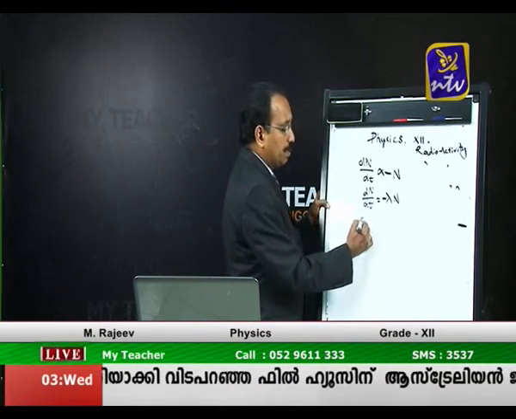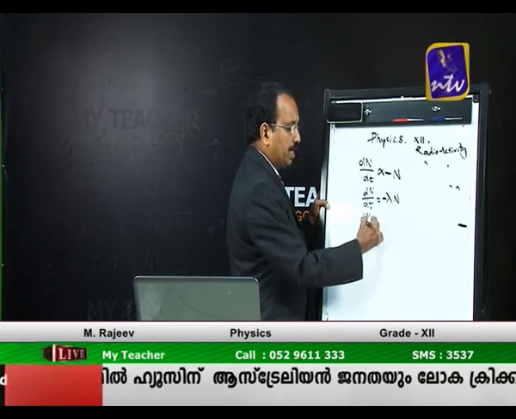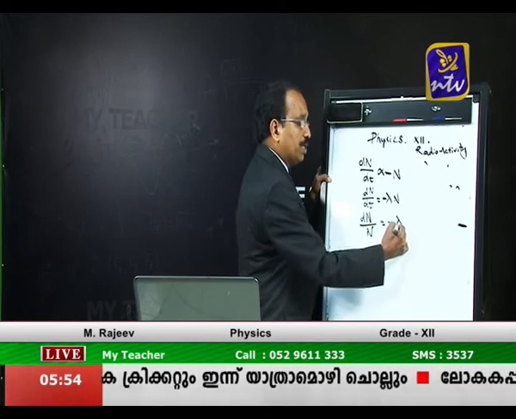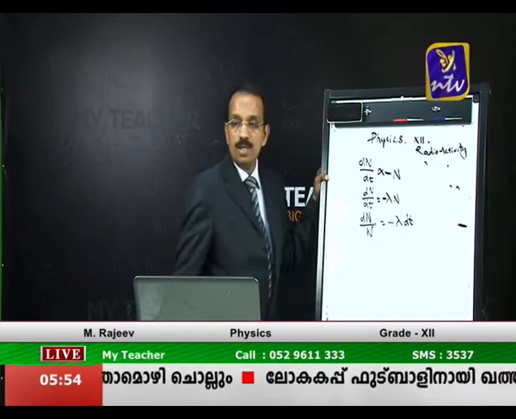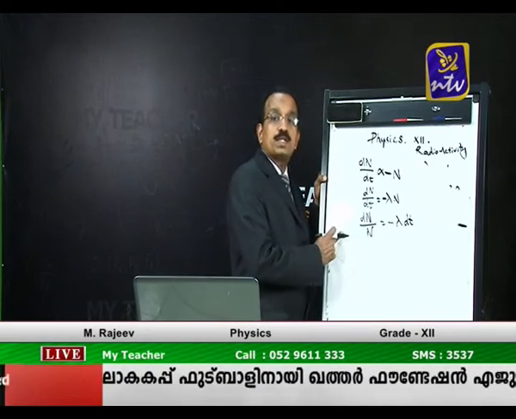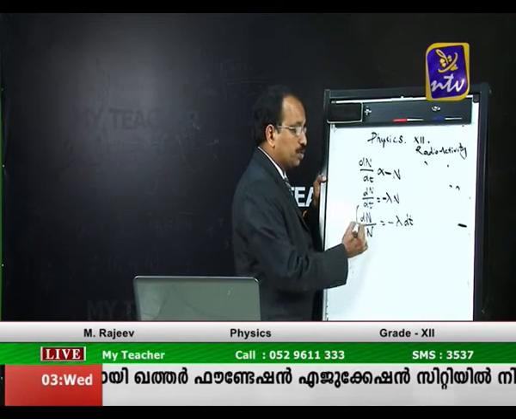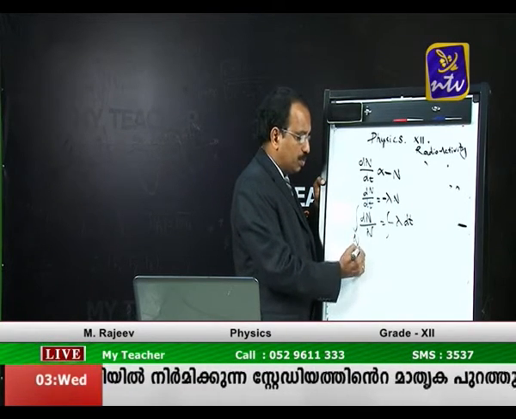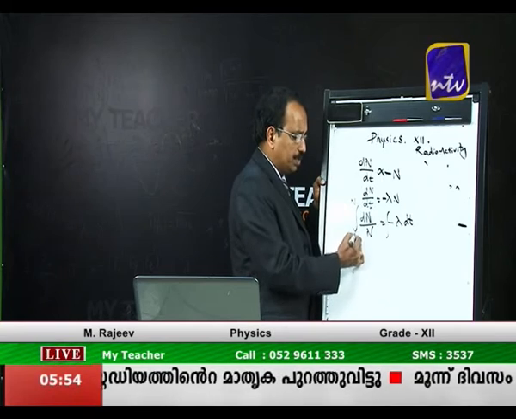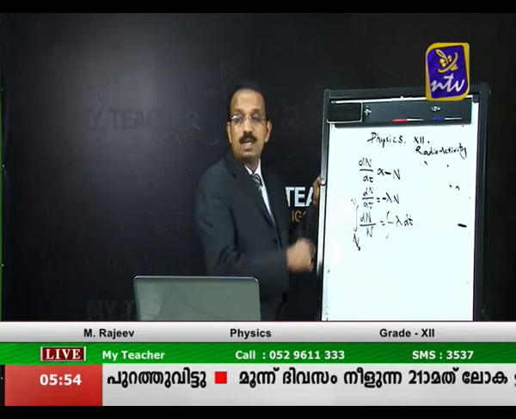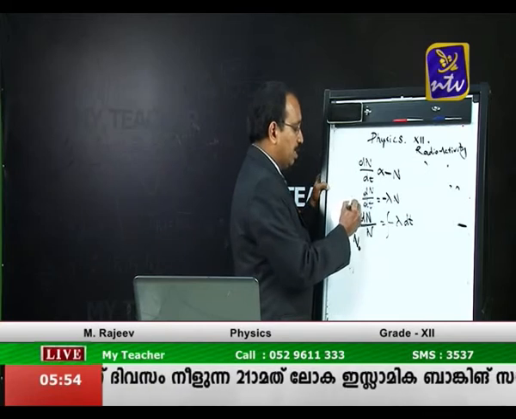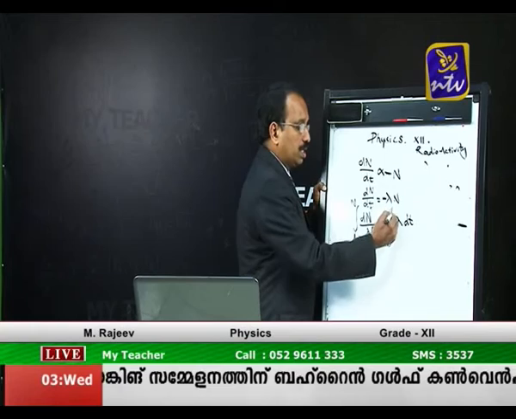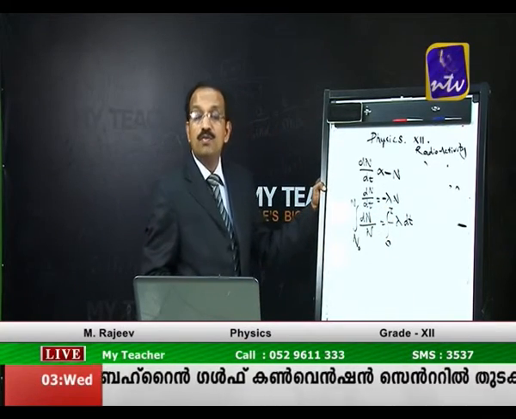Then we can rewrite it as dN by N is equal to minus lambda dt. On integrating both sides, with limits from N0 to N, where N0 is the original or initial number of atoms and N is the number of atoms present now, and from 0 to t on the other side, we get an expression for the law of radioactive decay.